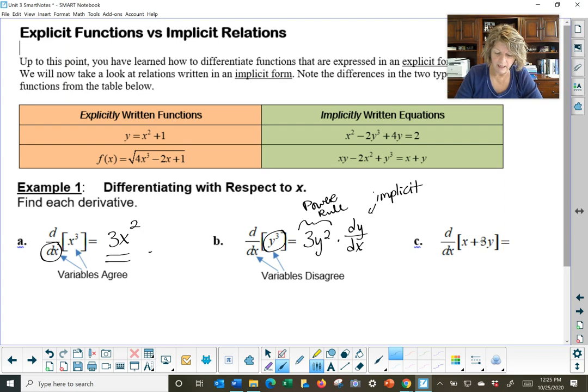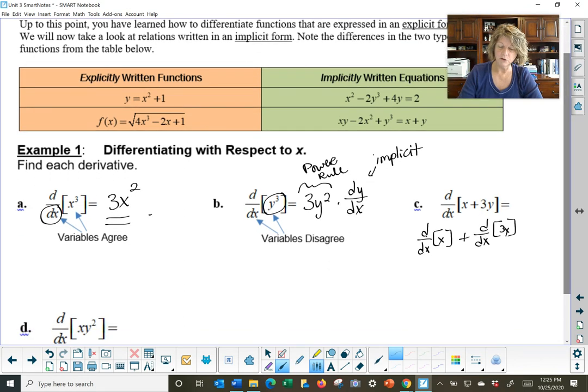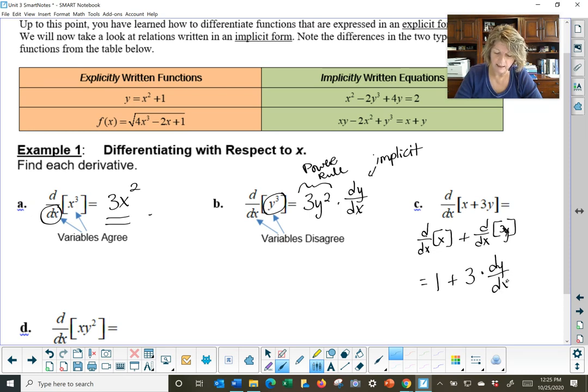Now, with c, I can think of these as individual little rules, right? Plus the derivative, because it's adding and subtracting, so we can use our add-subtract rule of differentiation. And the derivative of x with respect to x would be simply 1. And the derivative, this is a y, doesn't look like a y. The derivative of 3y would be use power rule. It would give us just 3y to the 0 times dy dx. And that is what that one looks like.